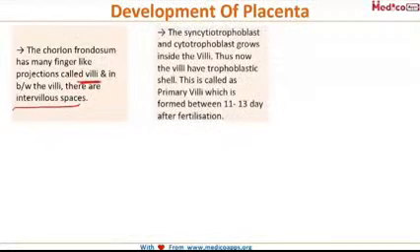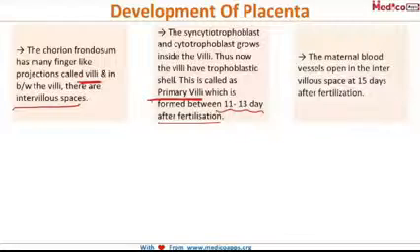The syncytiotrophoblast and the cytotrophoblast grow inside the villi, and now these villi have a trophoblastic shell. This primary structure is called the primary villi, which is formed between 11 to 13 days after fertilization. Now, the next thing to happen in the sequence of events is the maternal vessels opening in the intervillous space, and that occurs at 15 days after fertilization.